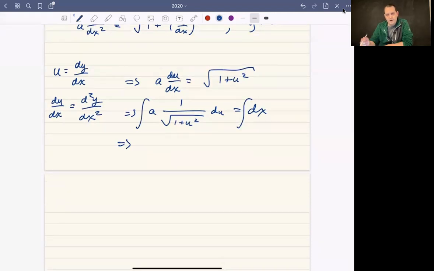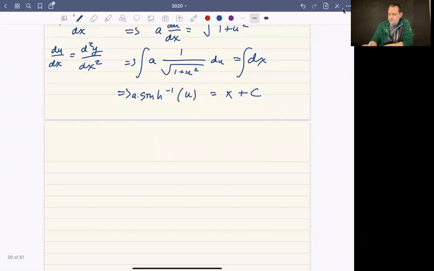And we need to think about how do we integrate the left side. And you could do this a few ways, but this is basically just a trig substitution. You would let u be tangent theta. You could go through and you could solve it that way. This is going to be inverse hyperbolic sine. So this is one way to do it, of u times a. And then on the right side, we're just going to have x plus c.